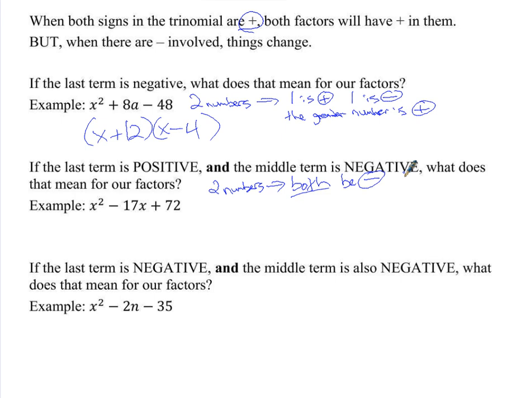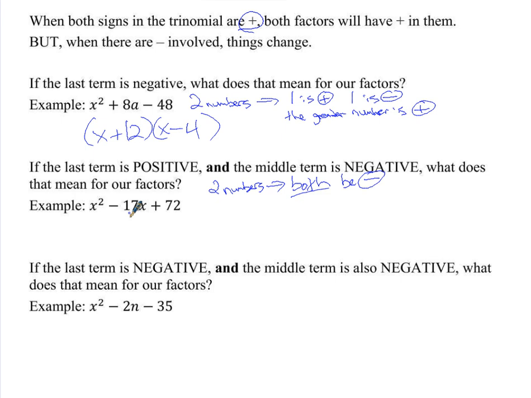Why? Yeah, I got to multiply my two numbers together to get a positive. The only way that can happen is if both are positive or if both are negative. Well, there's no way I can add two numbers together that are both positive and get a negative result. So therefore, both numbers must be negative.